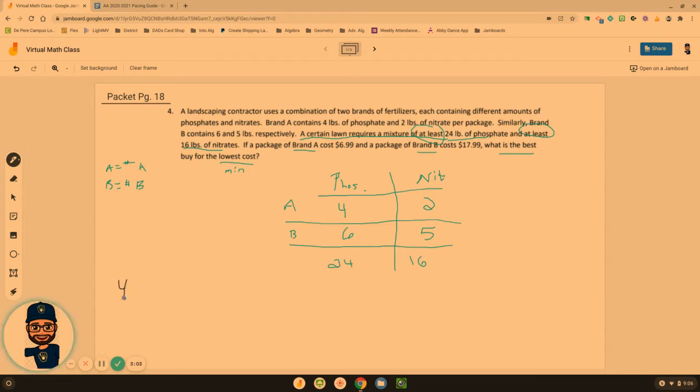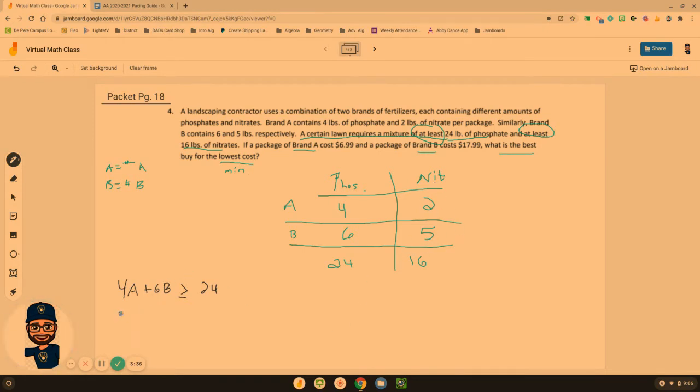4A, if we're looking at the phosphate stipulations here, 4A plus 6B represents how much phosphate we're getting into the lawn. It needs to be at least 24. At least 24, so it can equal 24, but the lowest it could be is 24. It needs to be 24 or more. So the amount we use has to be greater than or equal to that 24.